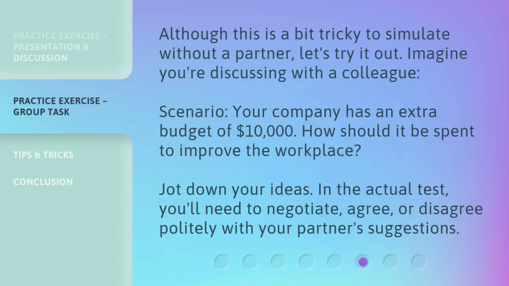Although this is a bit tricky to simulate without a partner, let's try it out. Imagine you're discussing with a colleague. Scenario: your company has an extra budget of $10,000. How should it be spent to improve the workplace? Jot down your ideas. In the actual test, you'll need to negotiate, agree, or disagree politely with your partner's suggestions.